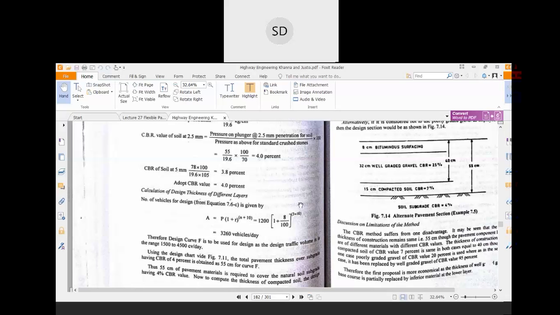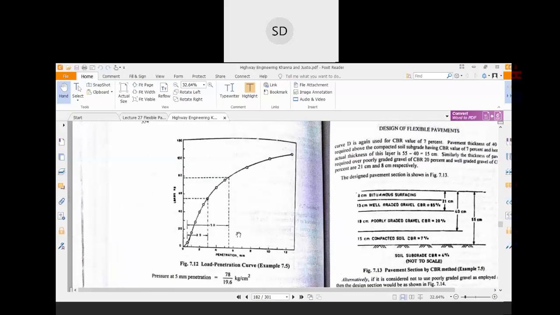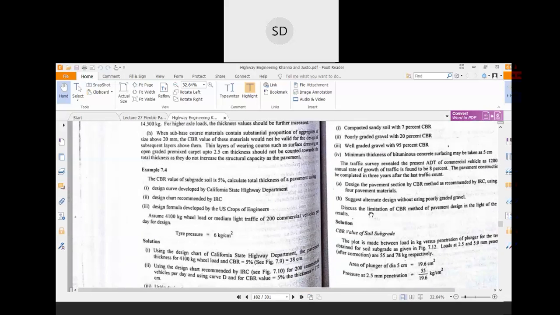first is you have some equations. From those equations, you have to find out what is the total expected traffic after the expected design period. So the formula, number of vehicles for design is given by P into (1 plus R) to the power n plus 10. Okay, there is some error in the data.